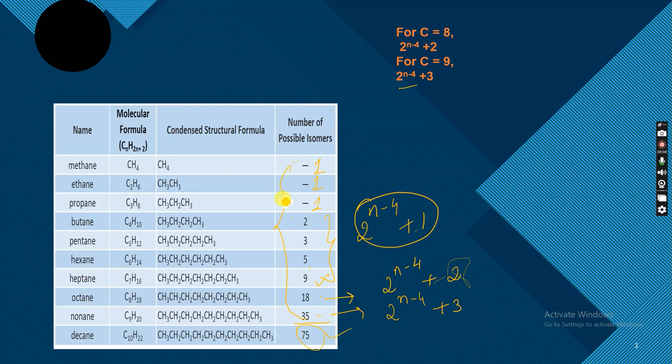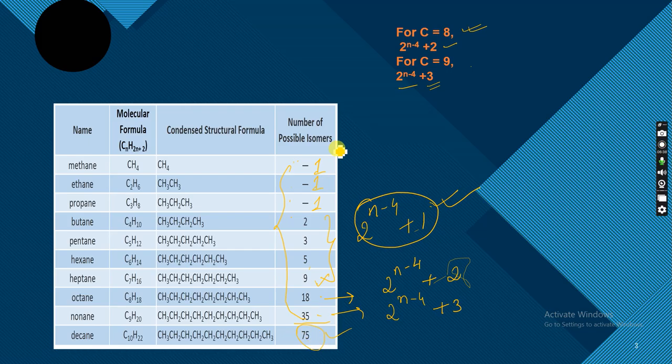Till carbon 4, from butane to heptane, carbon 7, you will use this formula. After that you have carbon 8. For number of carbons as 8, you'll use this formula, plus 2 instead of 1, and for 9 you'll use plus 3 instead of plus 1. Either you can remember this, or you can directly remember the possible number of isomers here.